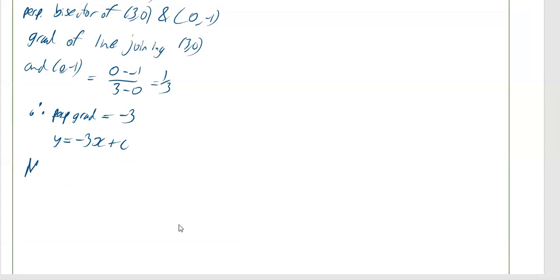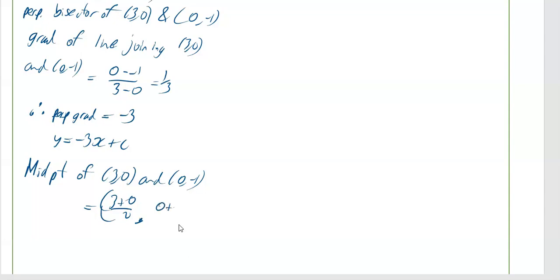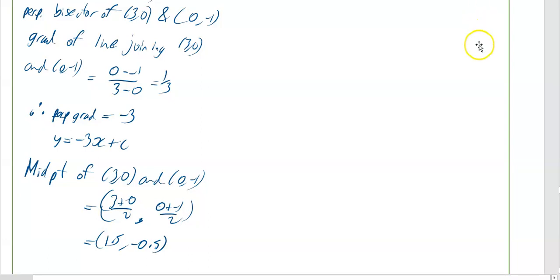So we'll just say that is a midpoint to give you your midpoint. So the midpoint of 3, 0 and 0, minus 1 is equal to 3 plus 0 over 2, and then my y bit is going to be 0 plus minus 1 over 2, which is going to give you 1.5 and minus 0.5. So you've got your midpoint. You can then put this midpoint back into your y equals minus 3x plus c and see what you get.